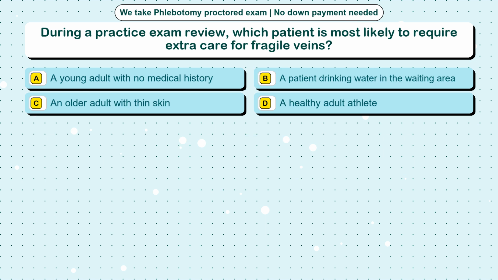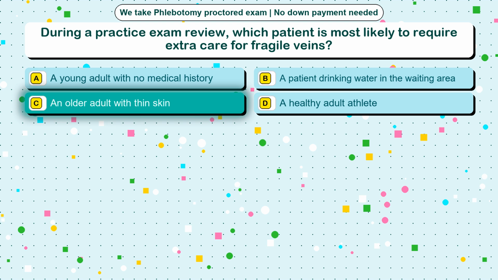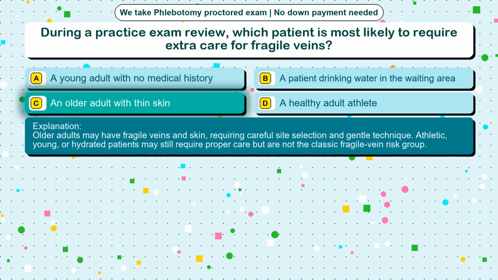Question 85. During a practice exam review, which patient is most likely to require extra care for fragile veins? Option A, a young adult with no medical history. Option B, a patient drinking water in the waiting area. Option C, an older adult with thin skin. Option D, a healthy adult athlete. The correct answer is option C, an older adult with thin skin. Older adults may have fragile veins in skin, requiring careful site selection and gentle technique. Athletic, young, or hydrated patients may still require proper care but are not the classic fragile vein risk group.